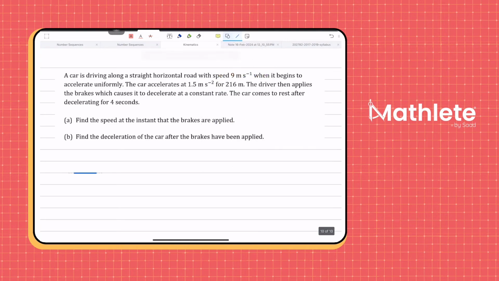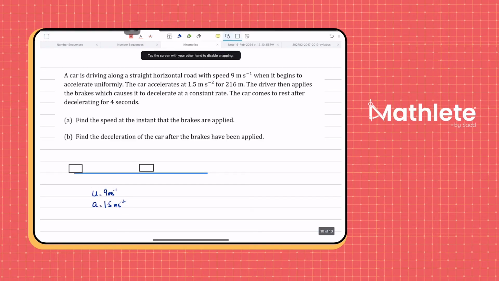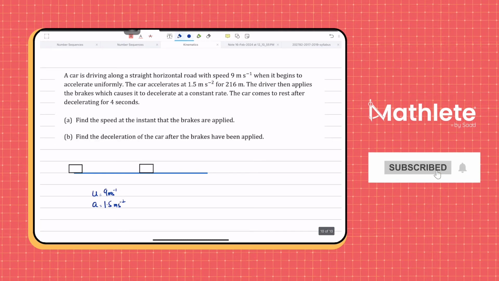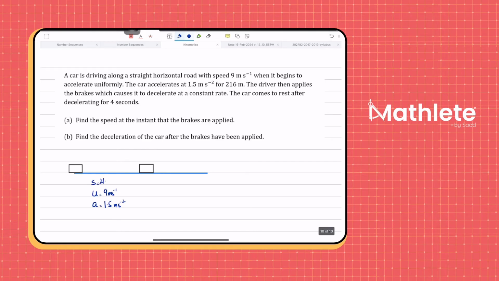We're talking about a straight horizontal road. Here is your road. We're talking about a car. Here it is. Now, what is this car doing? It's accelerating for a certain time, applying the brake, and then coming to rest. As this car is traveling, the initial velocity is 9 meters per second. The acceleration is 1.5 meters per second square, and the displacement up until the point that the brakes are applied is 216 meters, basically from this point to this point.